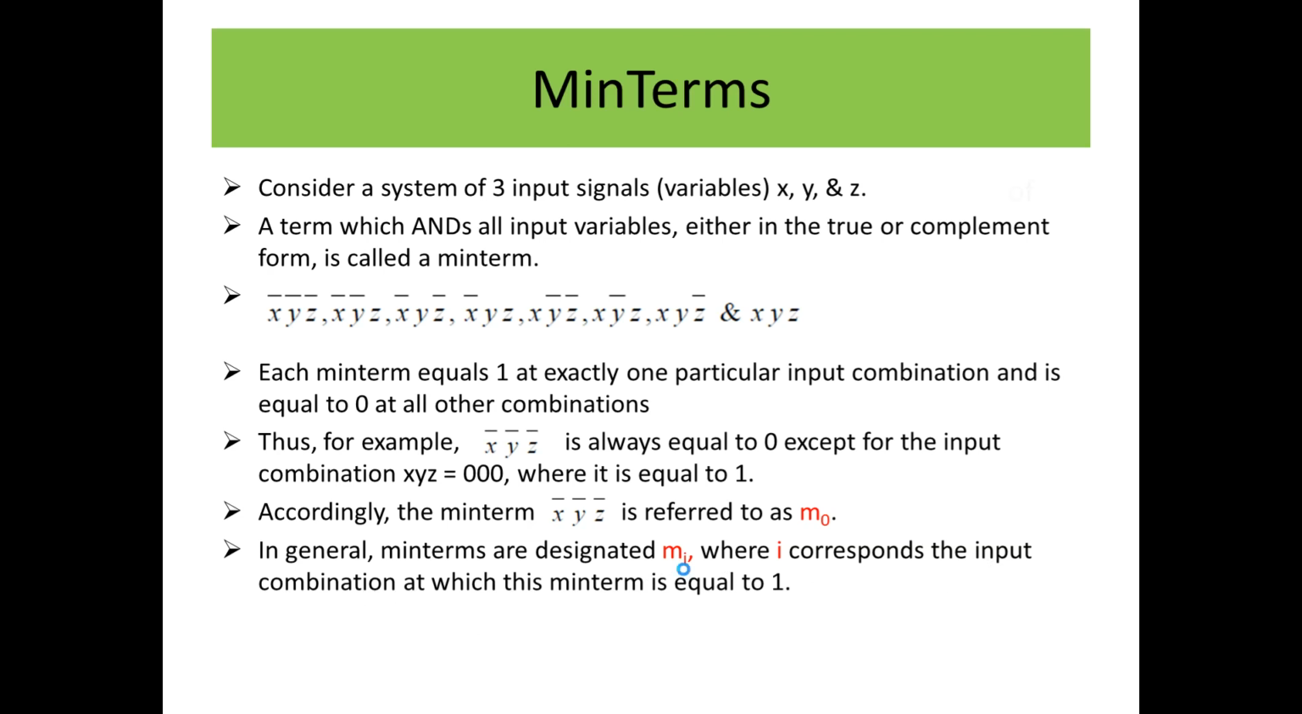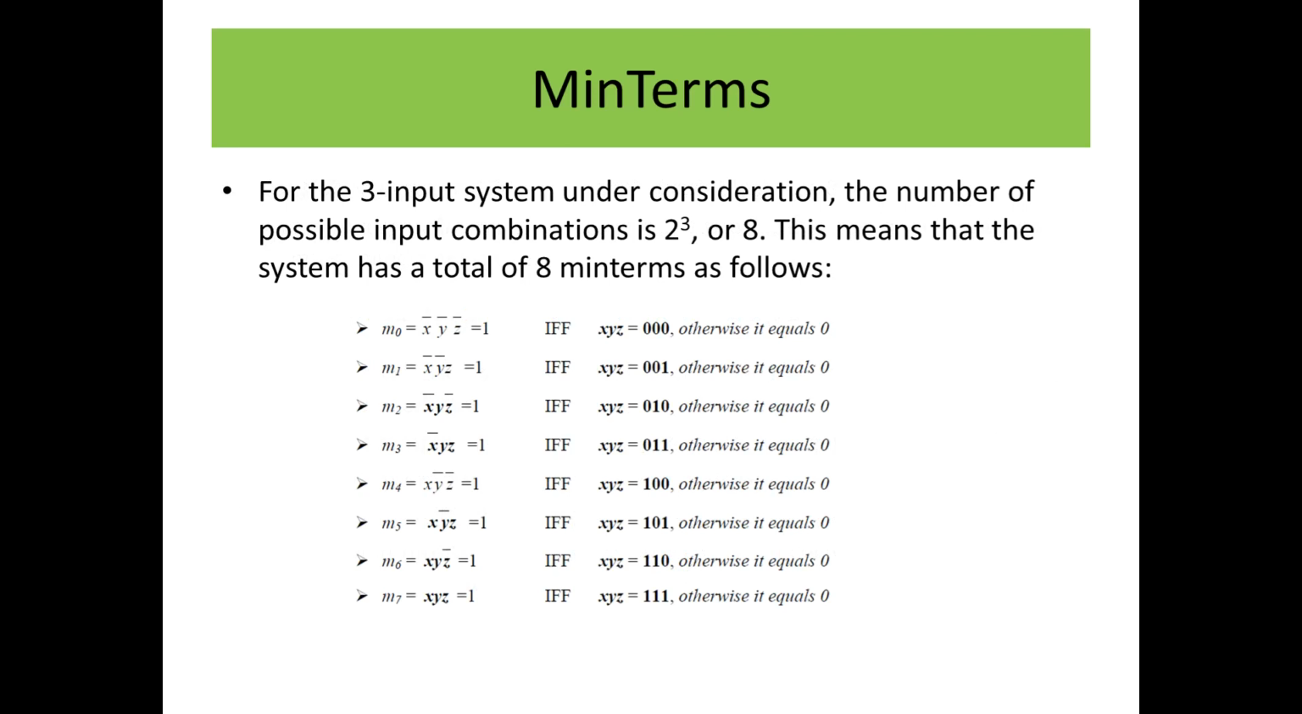So this is about the minterms. For the three input system under consideration, the number of possible input combinations is 2 raised to 3, or 8. 3 is the number of input variables x, y, z. There are 3 variables, no? So 2 raised to 3. How many total combinations? 2 raised to 3 is equal to 8. There will be 8 rows here from 0, 0, 0 up till 1, 1, 1. This means that the system has a total of 8 minterms. If the system is having 3 input variables, then total input combinations will be equal to 8, from 0, 0, 0 up till 1, 1, 1.